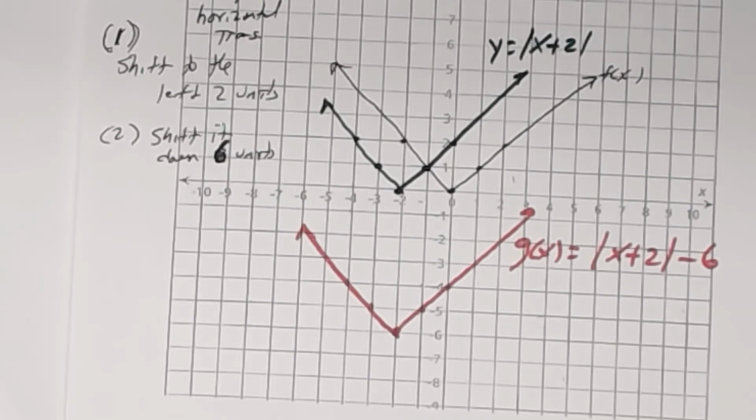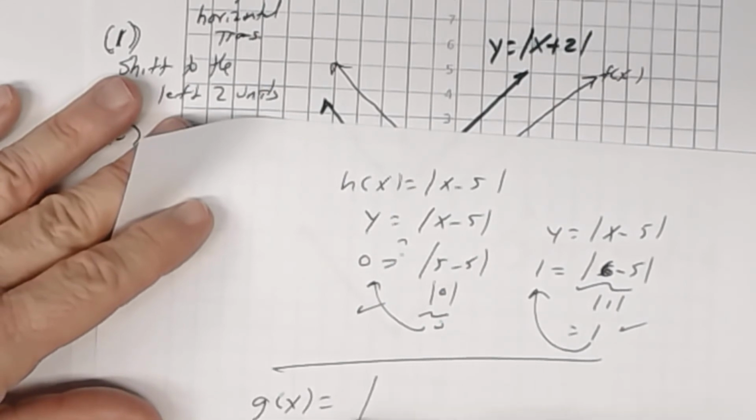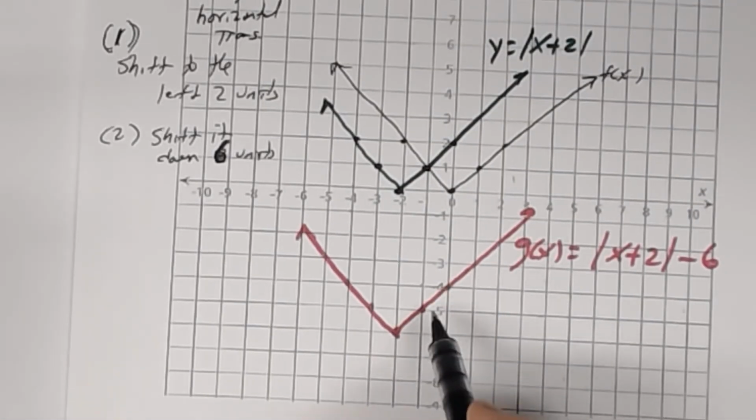Now remember what I said. Always check before you move on. See if that's a true statement. So in other words, we're going to do just like we did this one. So now I have g of x, which we said is the absolute value of x plus 2 minus 6, right? So let's see. I'm going to pick some points here. I'm going to see if it works.